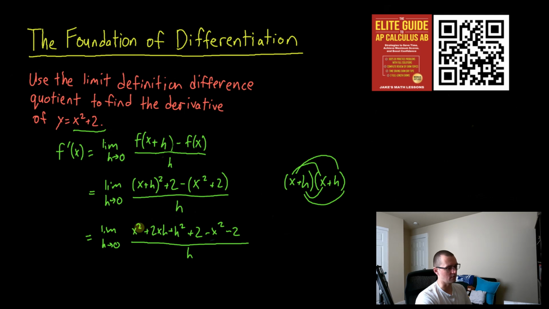So we have an x squared right here and a minus x squared right here. Those are going to cancel out. We have a plus 2 and a minus 2. Those are going to cancel out. And now we just have 2xh plus h squared on the numerator.